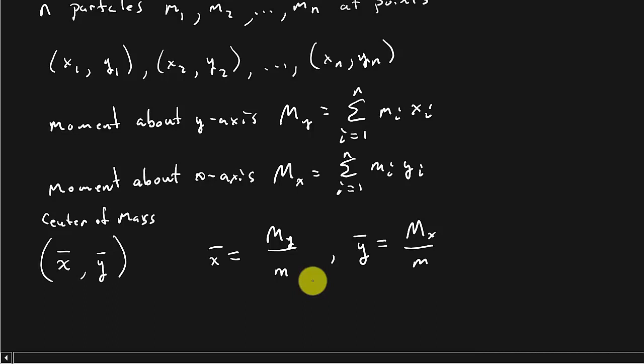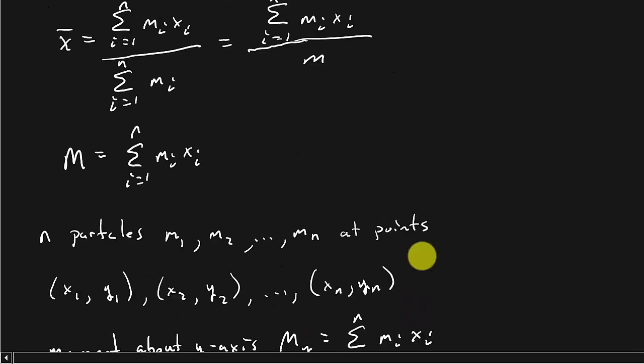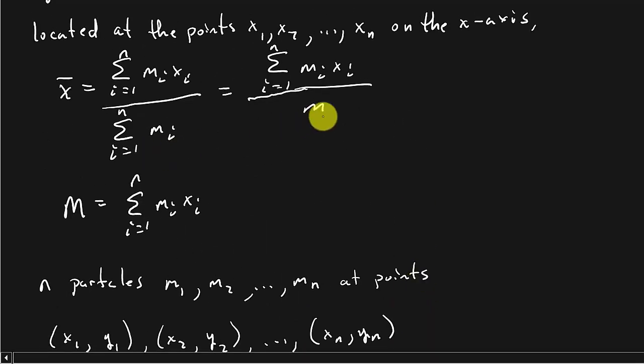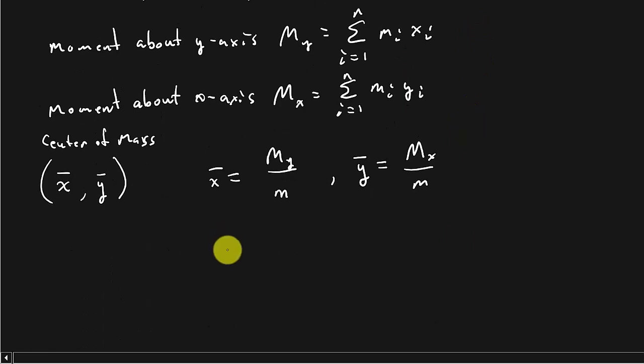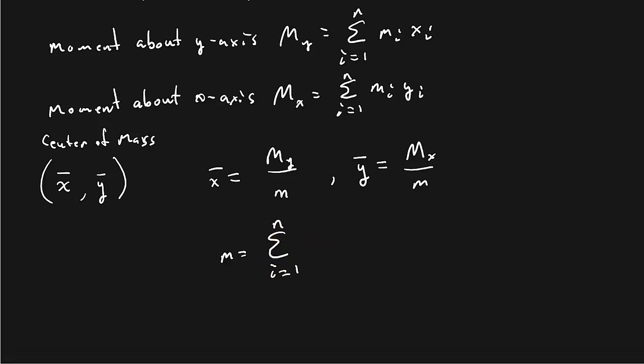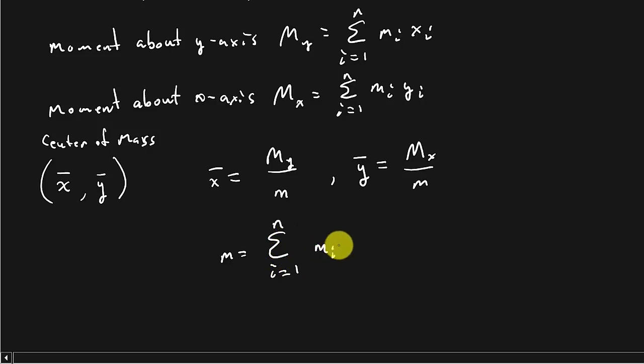And what's m? M is the sum of the masses. Remember that. So m is the sum of the masses, i equals 1 to n of m sub i. All right, so now we're ready to work all this stuff.